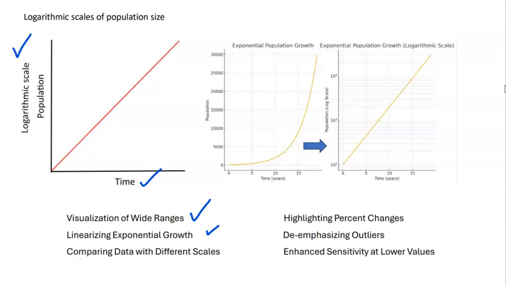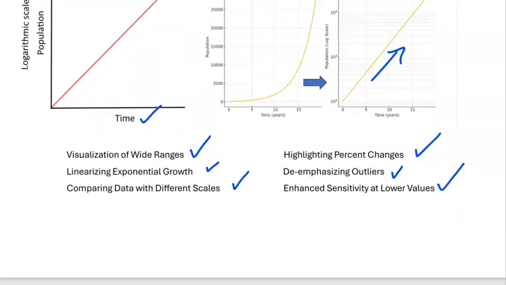The data can be compared on different scales. That's another feature of logarithmic scales. Percentage changes can be handled in this way as well. It de-emphasizes outlying population numbers, allowing the trends to be more easily determined. And by the same token, it enhances the sensitivity of the low values on a representation in which the researcher can determine the population size.